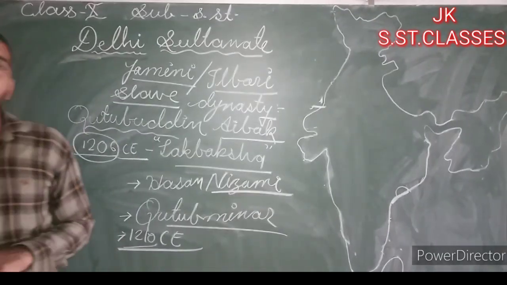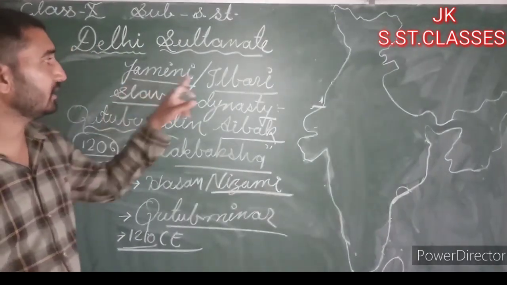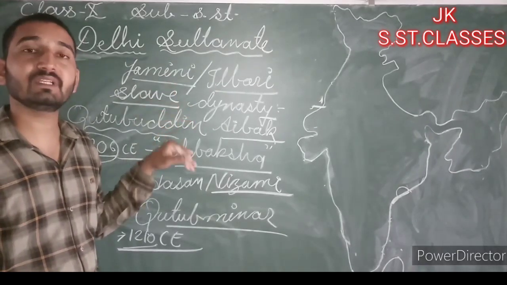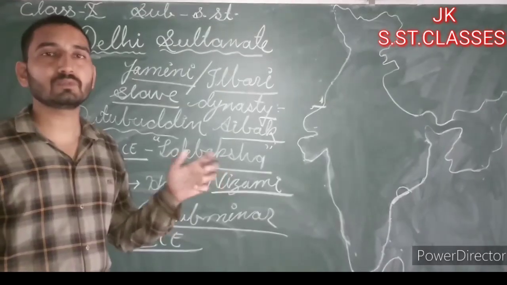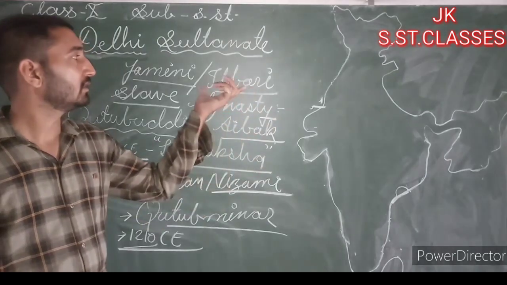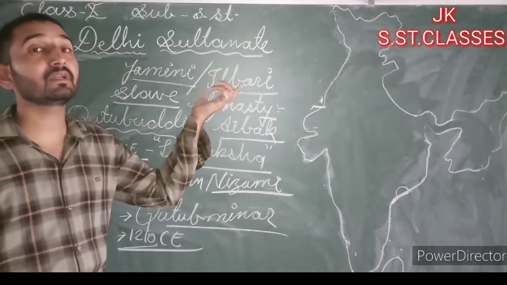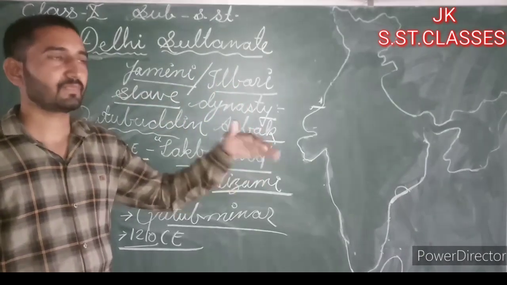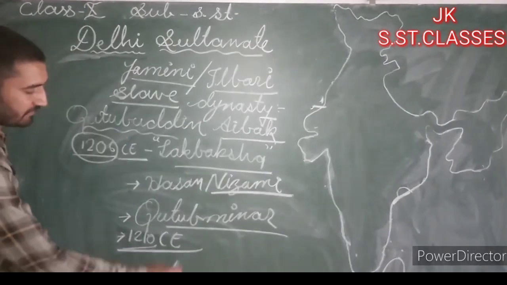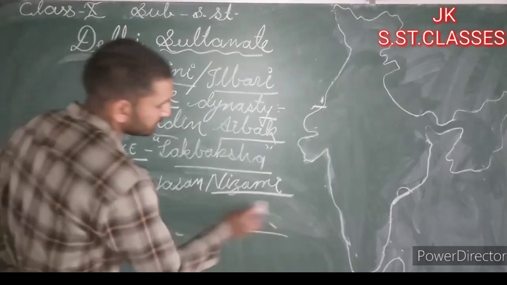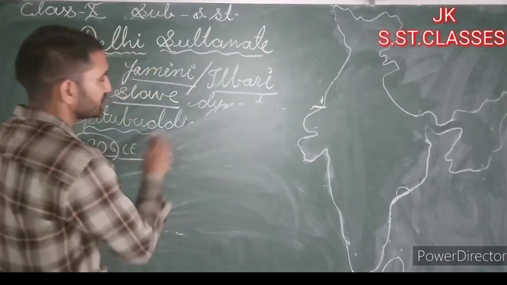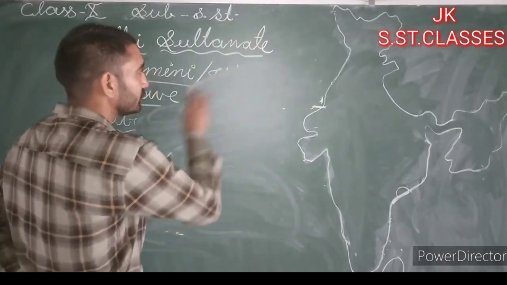Okay, if we talk about these dynasties separately, then Yamini and Ilbari. Yamini is related with Qutbuddin Aibak. Ilbari is related with Iltutmish. From his father's side, Iltutmish was related with the Ilbari dynasty. Ilbari was the caste, means he was an Ilbari Turk. So the next point is related with Iltutmish, means after the end of Qutbuddin Aibak, the next ruler of this dynasty was Iltutmish.